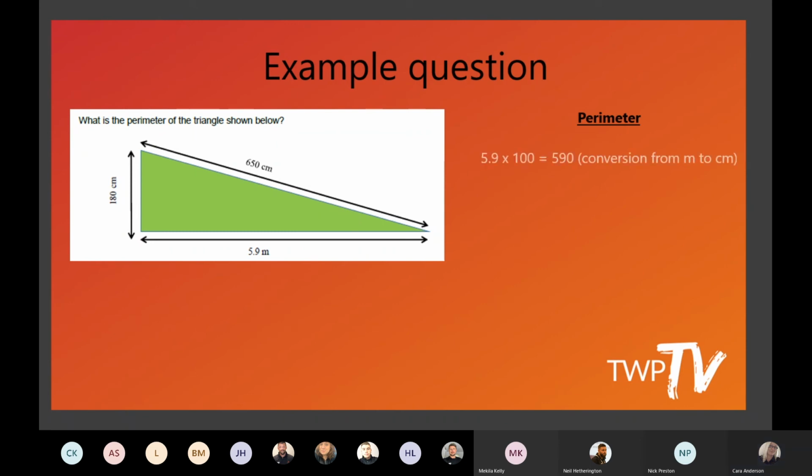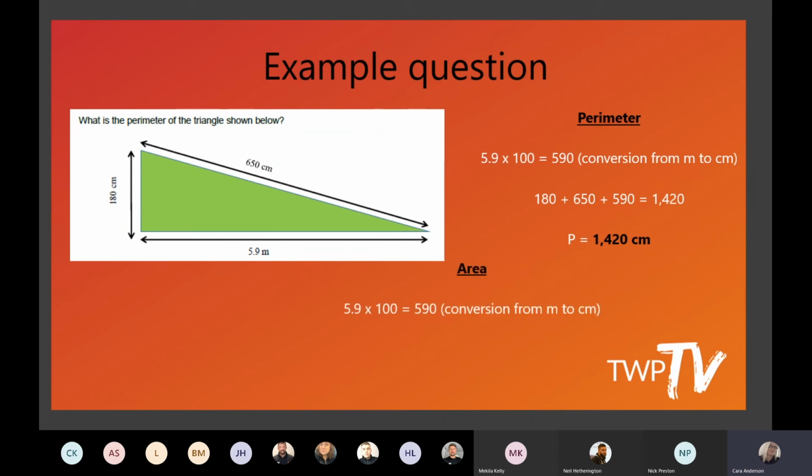So for the perimeter, you need to show that conversion first. As I said, I've chosen to change the meters. So 5.9 times 100 gives me 590 centimeters. So I can now quite simply add them all up. It's going to give me the total measurement, which is 1,420 centimeters.